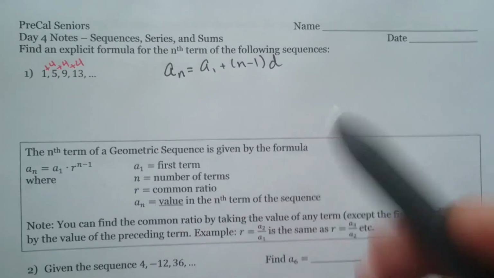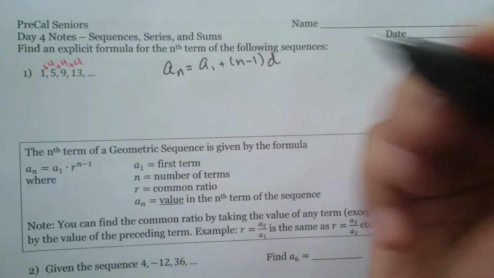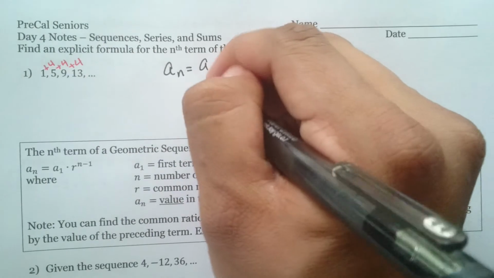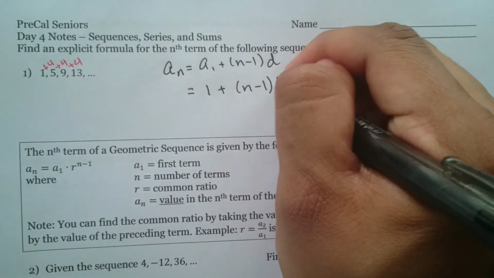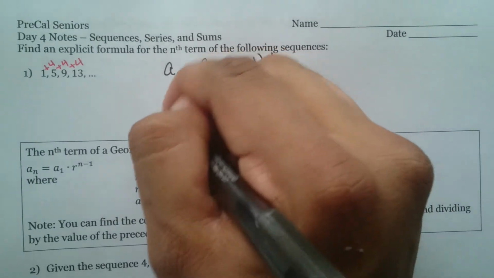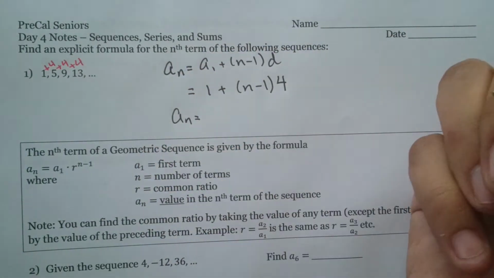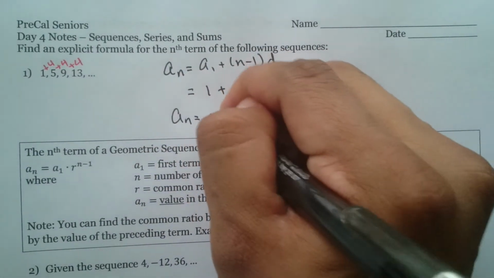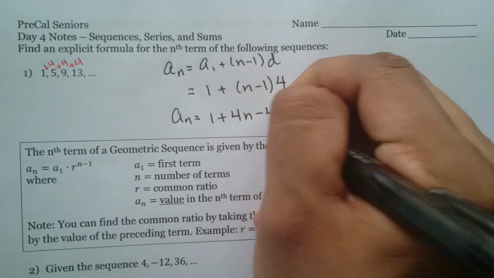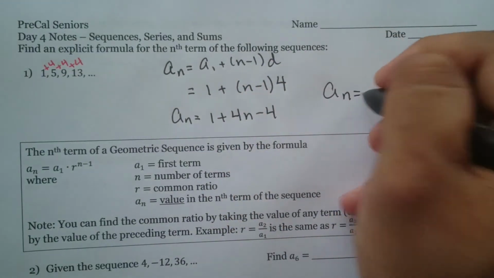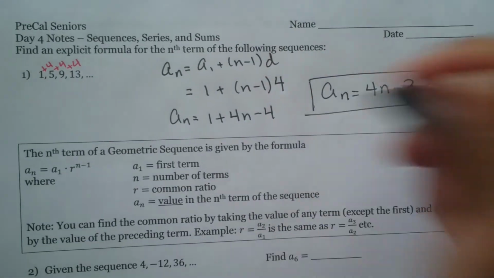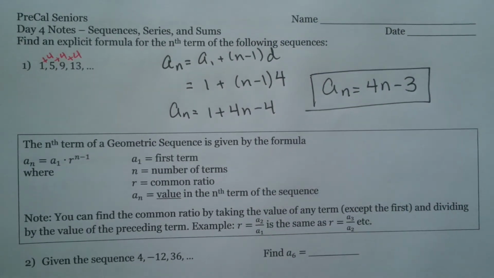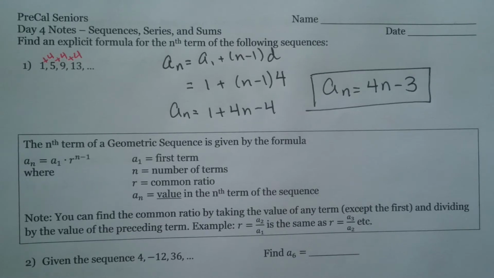Now, this is a little bit of review: if I'm writing an explicit formula, I need to put in the first term, leave it in terms of n, and my common difference is 4. Again, make sure you fully simplify this. If you distribute the 4, then your final equation would be 4n minus 3. So that would be an explicit formula for an arithmetic sequence.